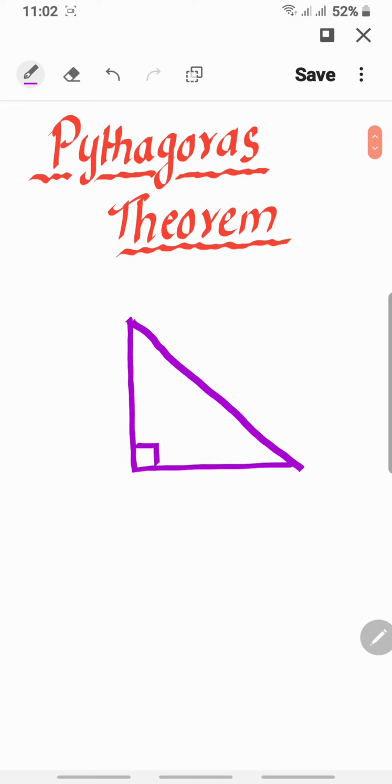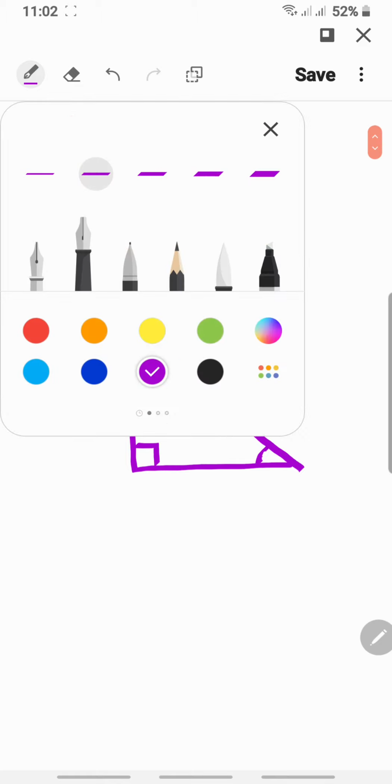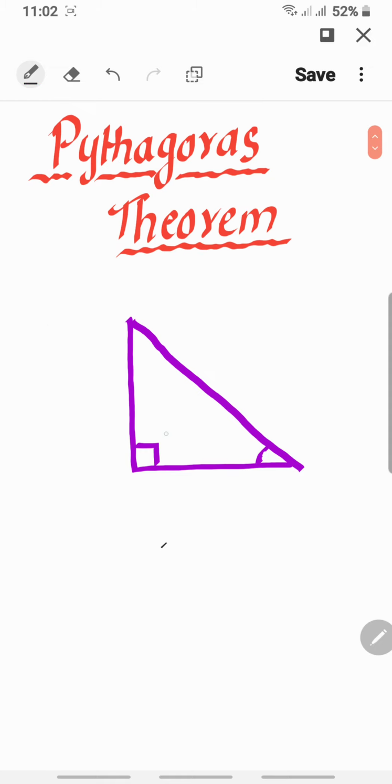Let me draw our right angle triangle. This is our right angle triangle. You can see three sides over here, and each of them has a triangle angle. These three sides have their specific names. The opposite of this 90 degree angle, or the longest side, we call it the hypotenuse.